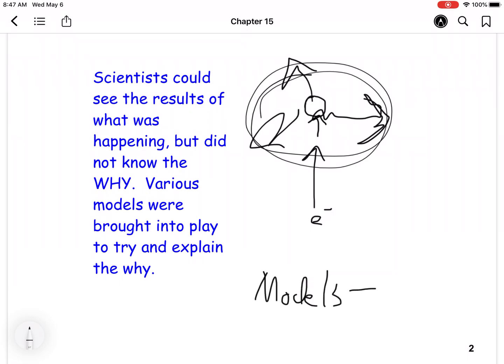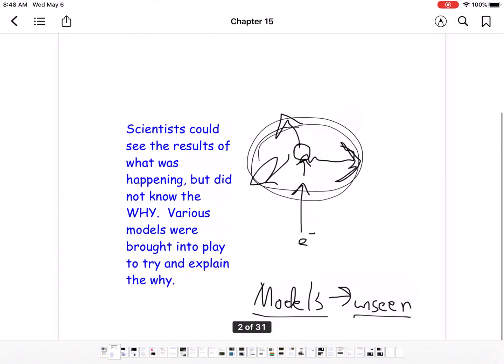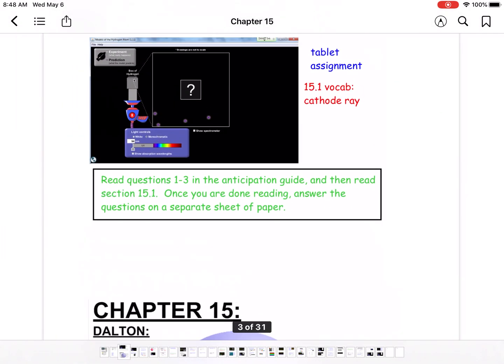The reason why we create models is for the unseen, things we can't see. You would have learned some of this already if you took chemistry, and you might have also learned it a little bit in Physics 10, like grade 10 science. These are things that are unseen, especially in physics, so we need something. Another example of what we use models for is we model black holes. We can't see black holes.